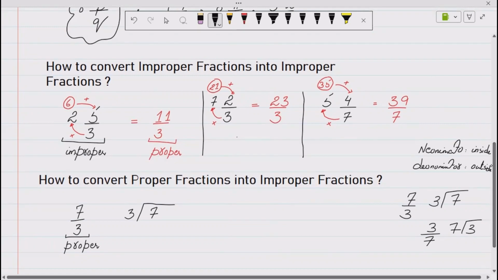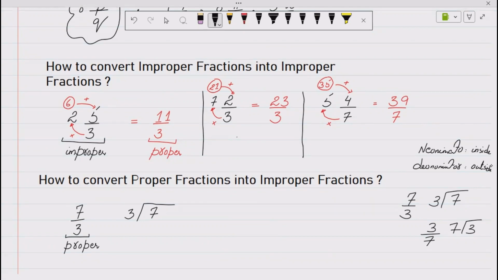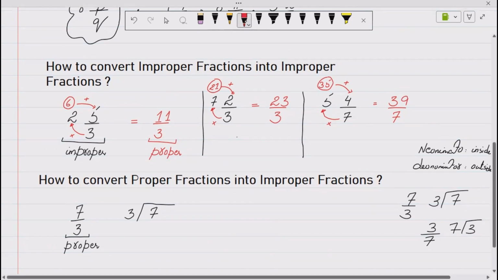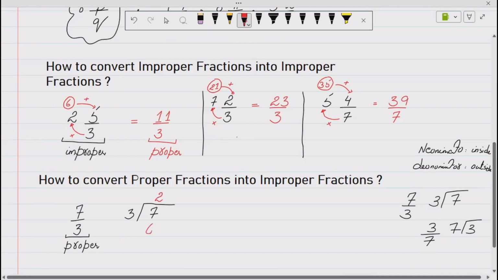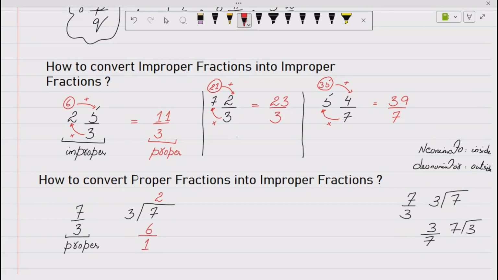Okay, so now we are dividing 7 divided by 3. So 7 divided by 3, what do we have to do? We have to count the numbers of the table. So 3 1 is 3, 3 2 is 6, and then the remainder we got is 1. Okay, so this is all we have to do.